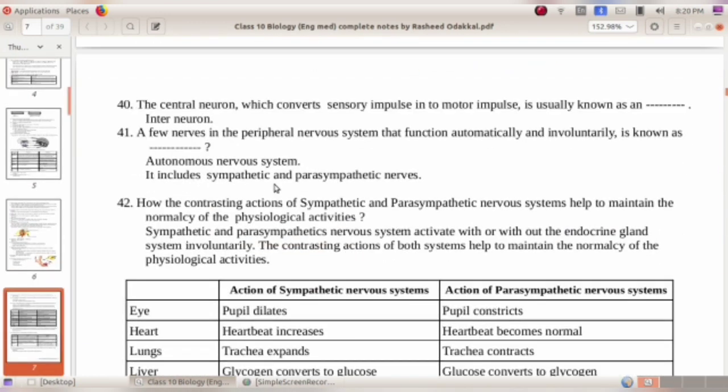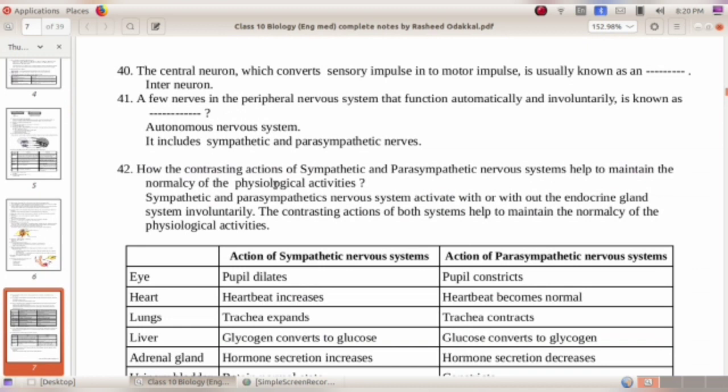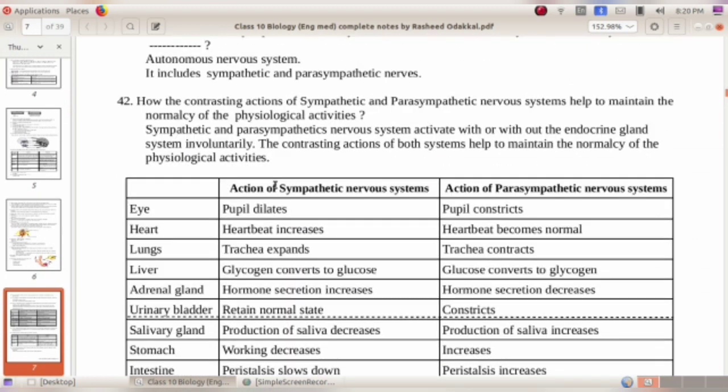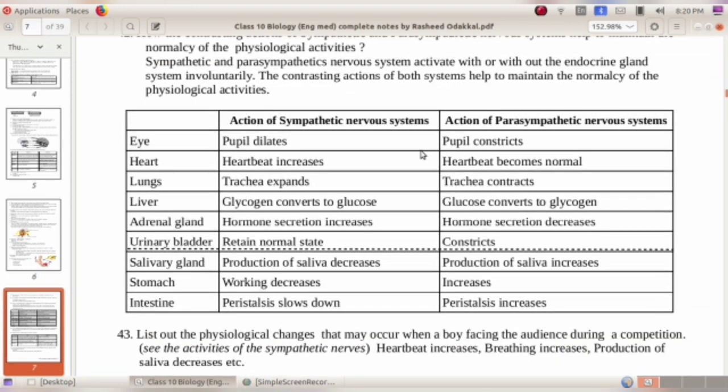Next we are going to see the parts of our autonomic nervous system, that it includes the sympathetic and parasympathetic system. The sympathetic and parasympathetic nervous systems activate with or without the endocrine gland. The contrasting action of both systems helps to maintain normalcy of our physiological activity. For example, if we see a snake, we are suddenly frightened, and some changes occur in our body.